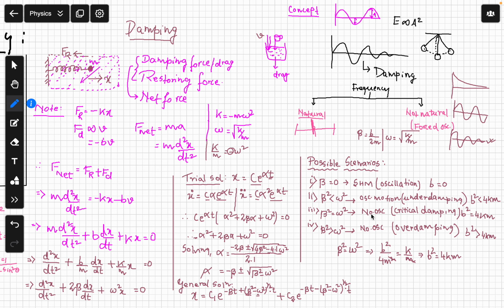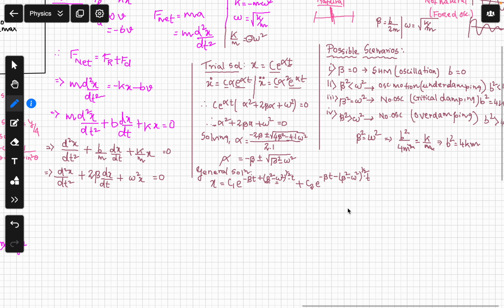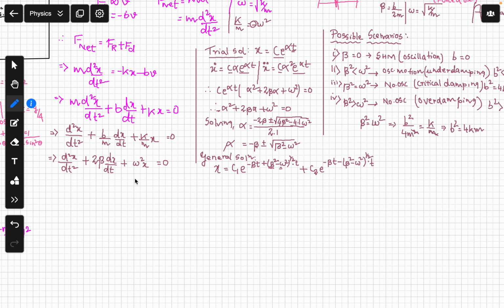If we actually try to solve it, we are not going to solve it, but just going to give you a brief idea of the scenario that we might have. If you are considering the first condition, you are just going to get oscillation with no damping, something like this. That's my first condition, number one.